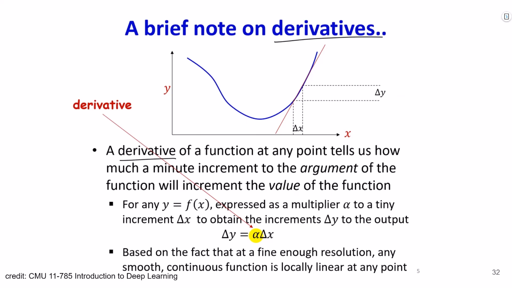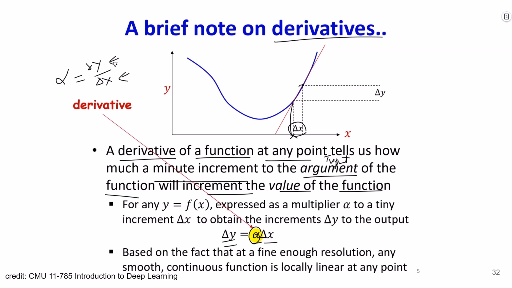A derivative of a function at any point tells us how much a minute increment to the argument or input of the function will increment the value of the function. So it means here we are at this position, and when we increment x by this small delta value, delta x, how much will the output change? This is similar to delta y equals alpha times delta x, and here alpha is the derivative. It is the ratio between delta y and delta x. So when we change x a little bit, how much will y change?